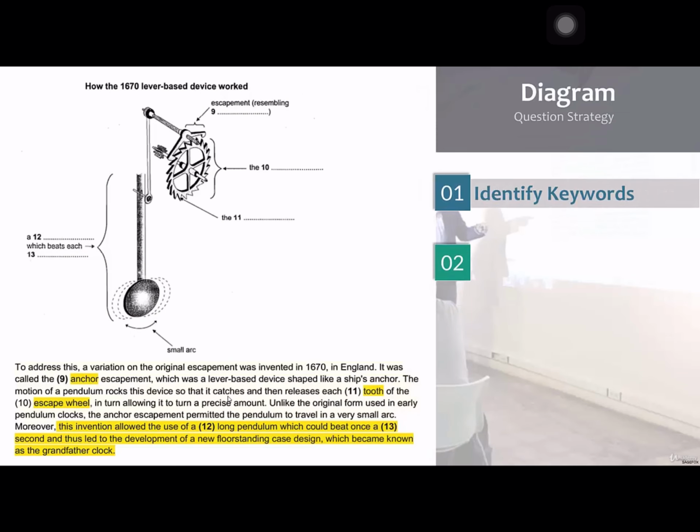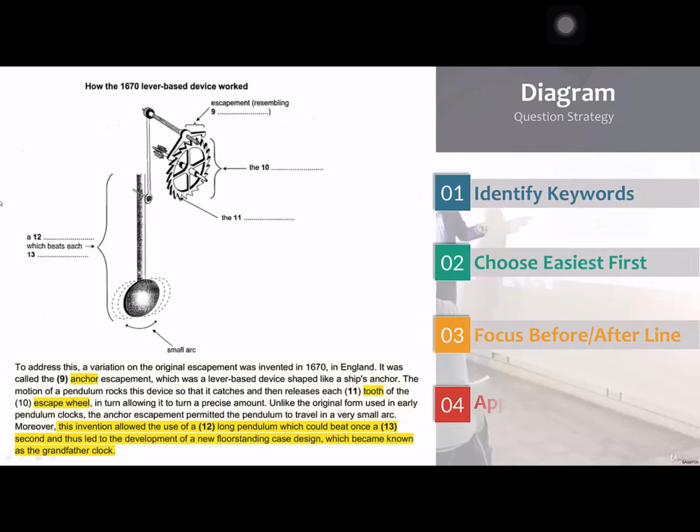Now in this diagram, we're looking at another diagram. And when I have a diagram and it has a title, like how the 1670 lever-based device worked, I'm going to find that very easily because of the date. Very easily because of the date. And then it's just a matter of filling in what's on the blank line.